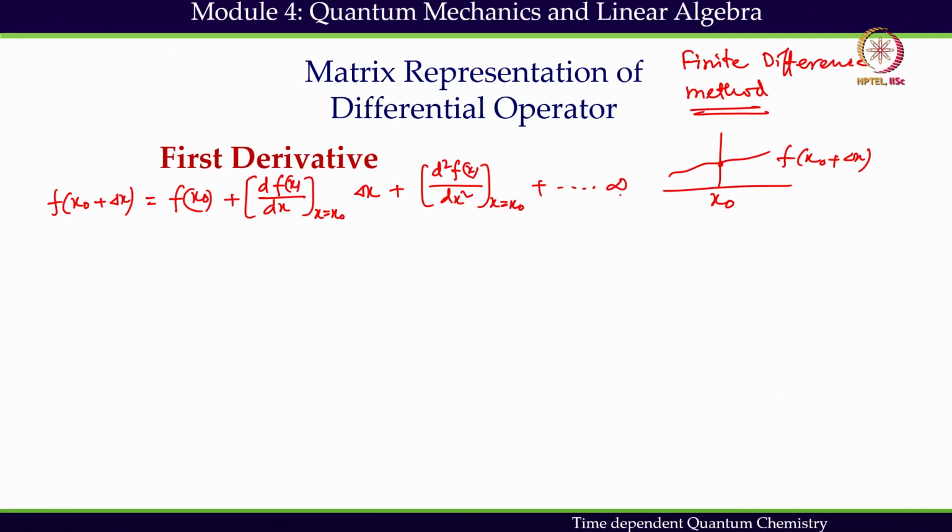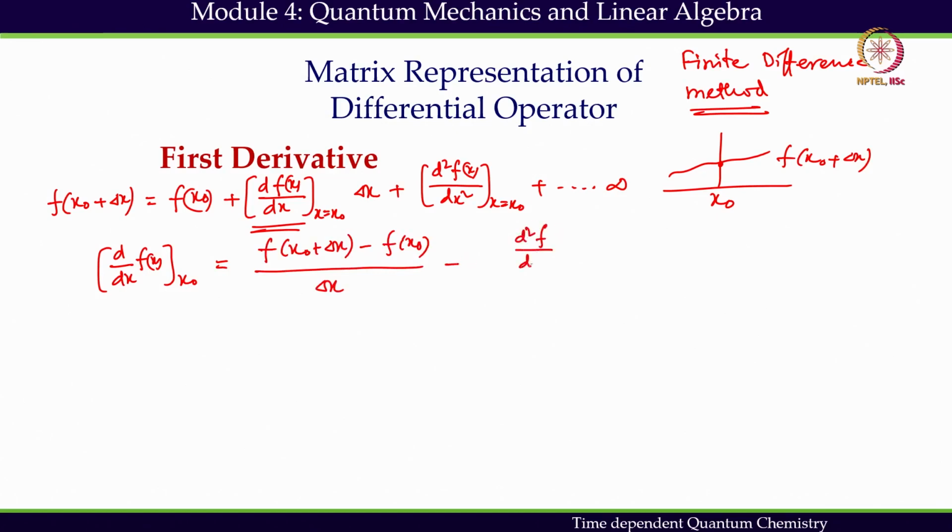So what I will do right now is represent this first derivative, d/dx f(x) at x naught, which is going to be nothing but f(x naught plus delta x) minus f(x naught) divided by delta x, minus, I have the second derivative, I have factorial 2 here also. So I have the second derivative at x naught multiplied by delta x.